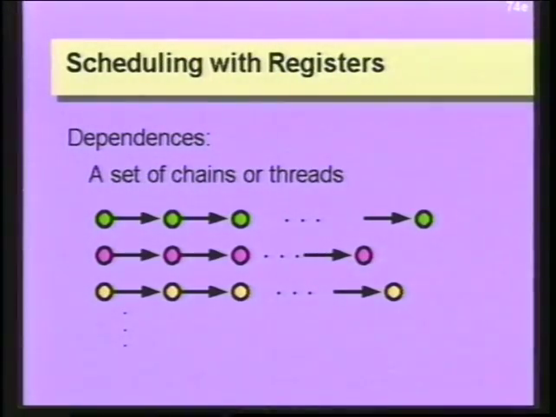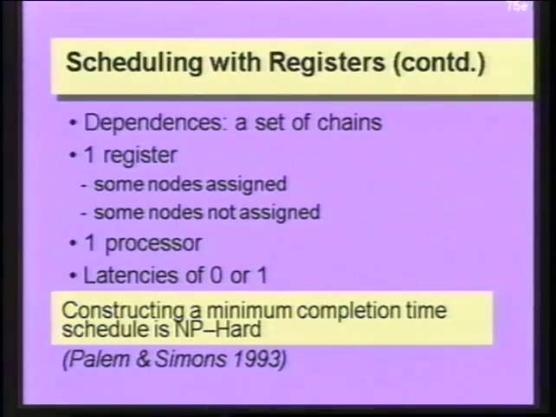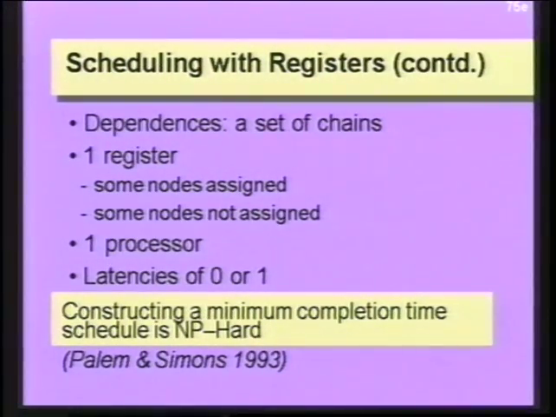So let's look at a very simple graph. Again, this is one graph, even though it looks like a whole bunch of graphs, where each component of the graph is a chain, or you can think of that as being like a thread in a program. So we have these sets of chains, and we want to schedule all of them altogether to construct a minimum completion time schedule. And let's assume that we also have one register. Some of the nodes are assigned to the register and others aren't.